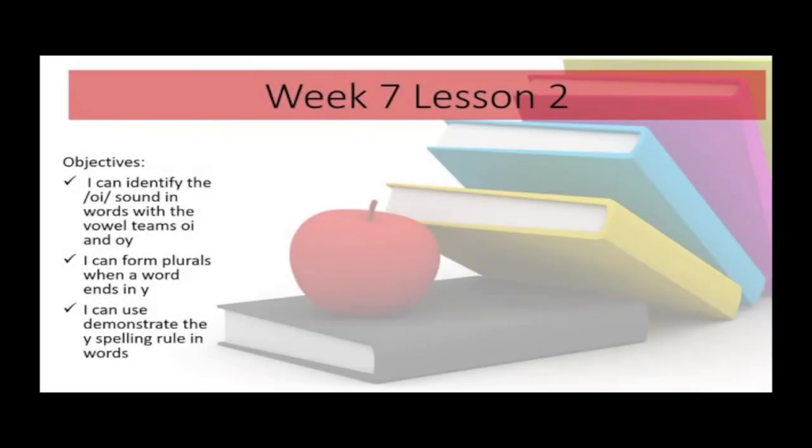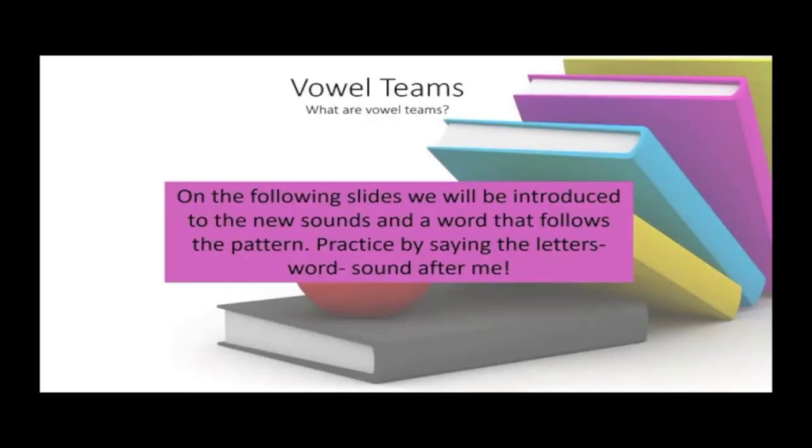Next lesson, we are going to identify the OI sound in words with vowel teams OI and OY. We're going to form plurals when a word ends in Y, and we are going to use and demonstrate the Y spelling rule in words. As we discussed previously, remember that vowel teams are vowels that are joined with another letter, and they work together to make a sound. Sometimes both of the letters are vowels, but not always.